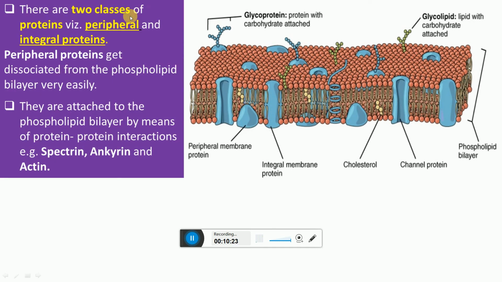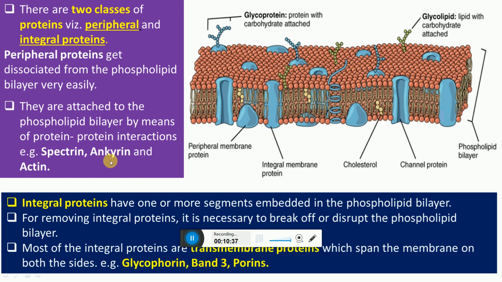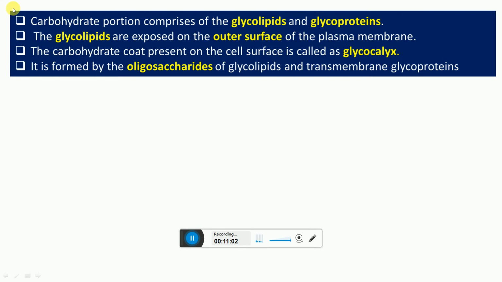plasma membrane. There are two classes of proteins, peripheral and integral. We have already seen that peripheral proteins dissociate from the phospholipid bilayer very easily. They are attached to the phospholipid bilayer by means of protein-protein interaction. Examples are spectrin, ankyrin and actin. Integral proteins have one or more segments embedded in the phospholipid bilayer. For removing integral proteins, it is necessary to disrupt the phospholipid bilayer. Most integral proteins are transmembrane proteins, meaning they pass throughout and span the membrane on both sides. Glycophorin, band 3 and porin are examples.